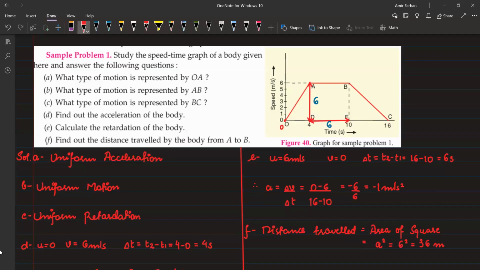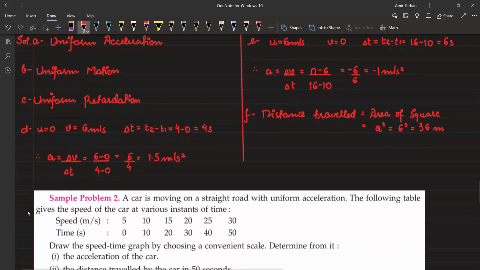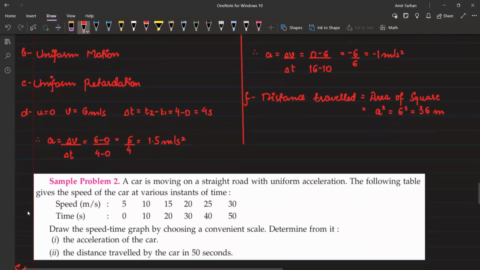Yes, sir. Okay, so please try to solve this question and let me know how to draw the graph. It would be easy. Everything is given, so use these values to draw the graph. Speed will be on the y-axis, time will be on the x-axis. After that, you have to calculate the acceleration and the distance traveled by the car in 50 seconds. Please note it and let me know.